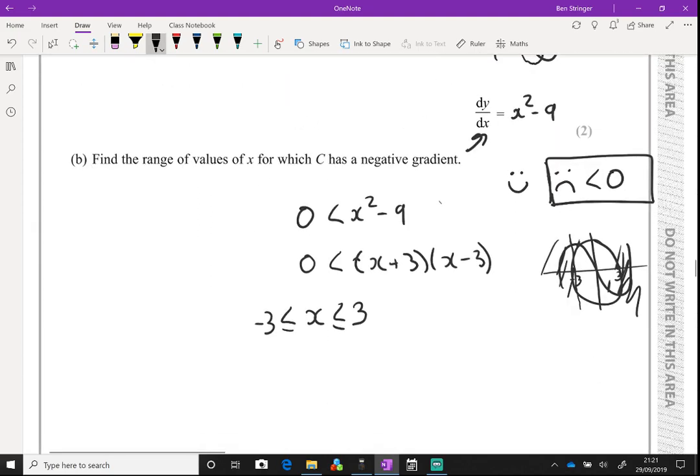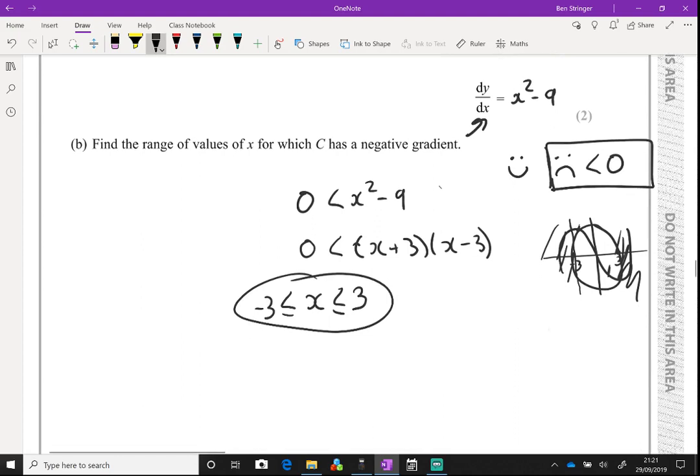Find the range of values. Yeah, there's your range there, for which it has a negative gradient.